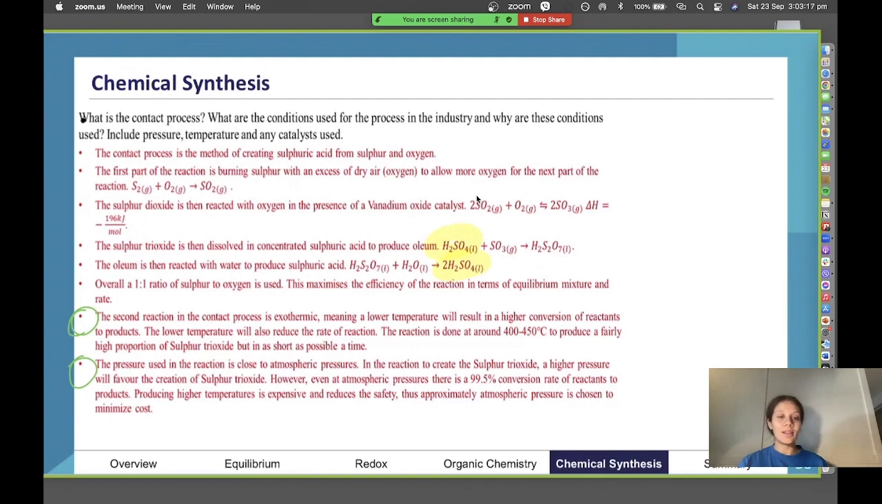Okay, so then the pressure used in the reaction is close to atmospheric pressure. In the reaction to create sulfur trioxide, a higher pressure will favor the creation of that product. However, even at atmospheric pressures, there's a 99.5% conversion rate of reactants to products. Producing higher pressures is expensive, so atmospheric pressure is chosen just to minimize the cost.